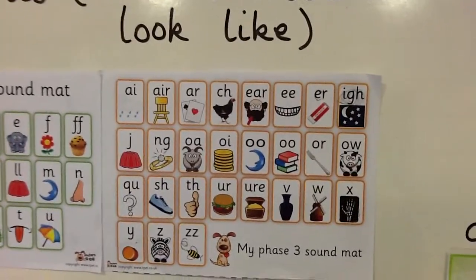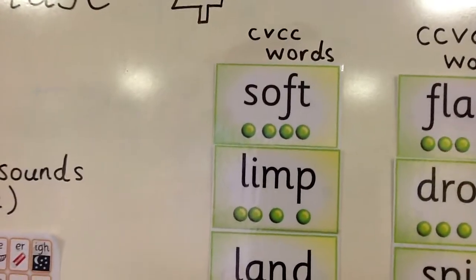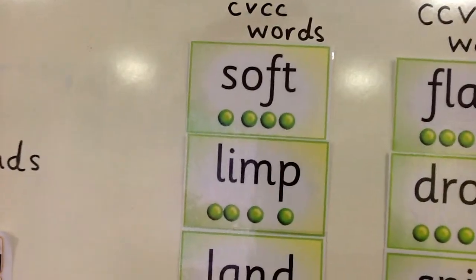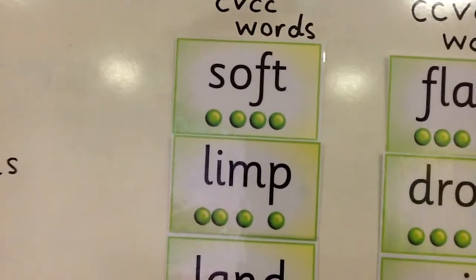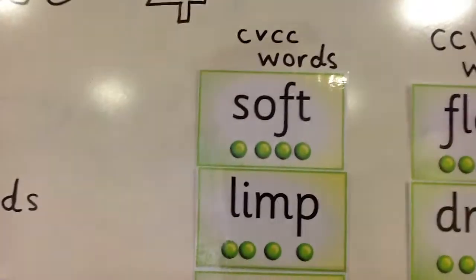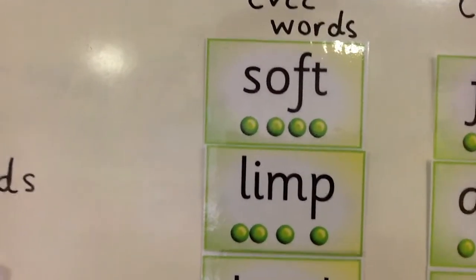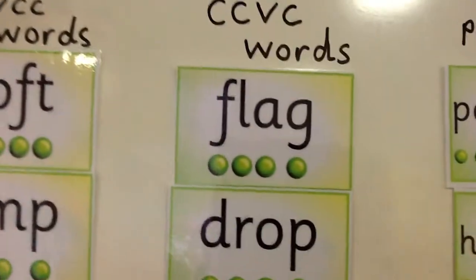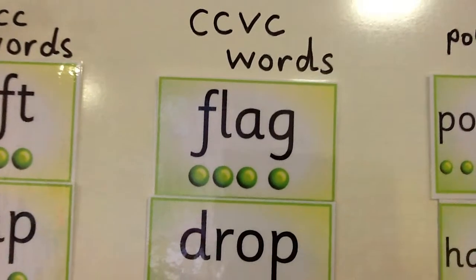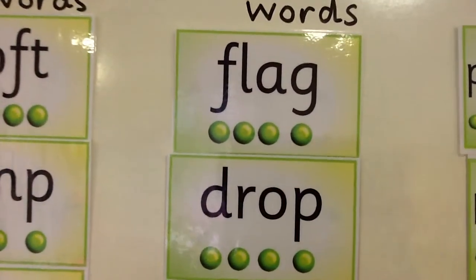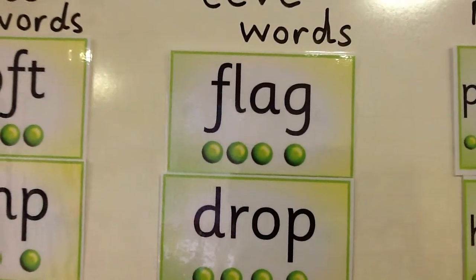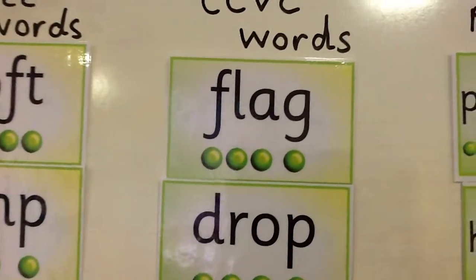Okay. Then in phase 4 they start to learn CVCC words. So the C is for consonant and V means a vowel, so soft, soft. And then also if they wanted to write that word they'd be able to say soft, soft. Then they've got CCVC words such as flag, flag, or drop, drop. And then also if they wanted to write those they'd be able to say the word flag.